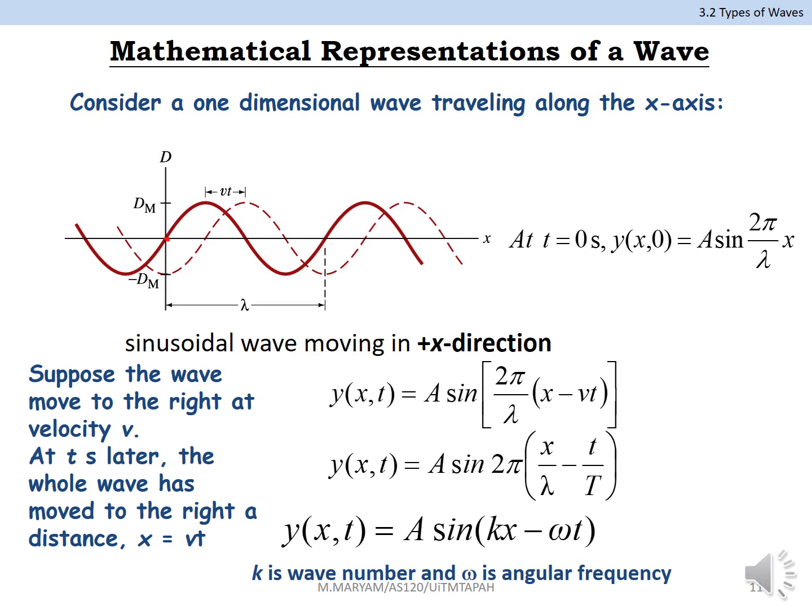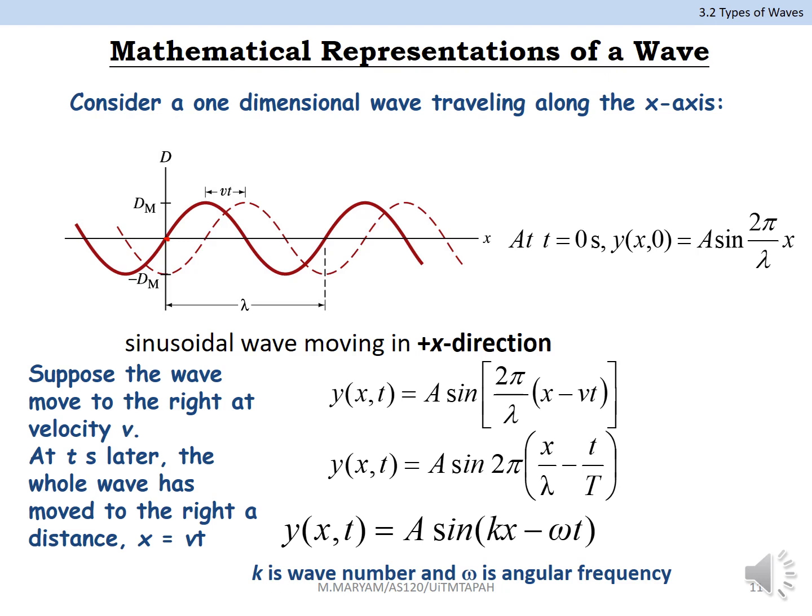And simplify the equation here. We know that v equal to fλ. Substitute fλ in here, then simplify the equation. We get t, the 2π here, then we get x divided by λ minus t divided by T, where capital T represents the period.